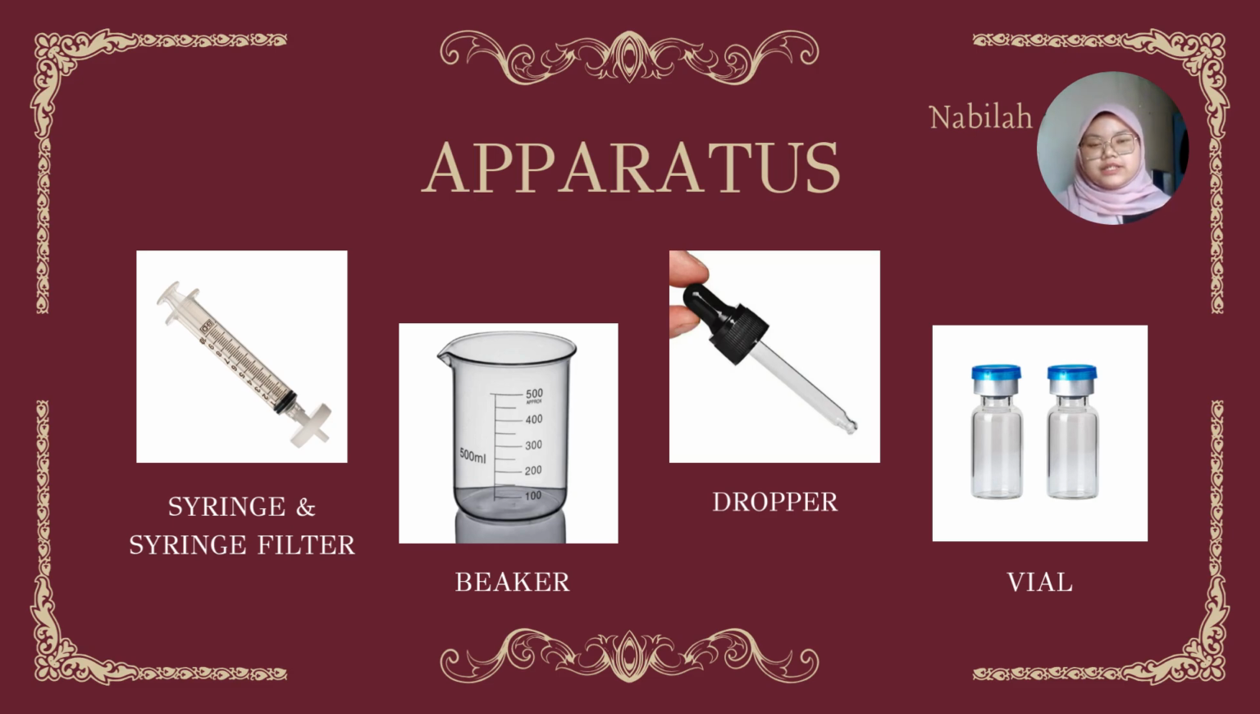For these experiments, we use a syringe and syringe filter together. The syringe is used to inject a small volume of sample into the gas chromatograph. The syringe filter removes impurities to prevent blockage and ensure accurate results. The beaker is used to hold and mix the sample or solvent during preparation. The dropper is used to add a small amount of liquid carefully during sample preparation. Also, the vial is used to store the prepared sample before injection into the gas chromatograph.